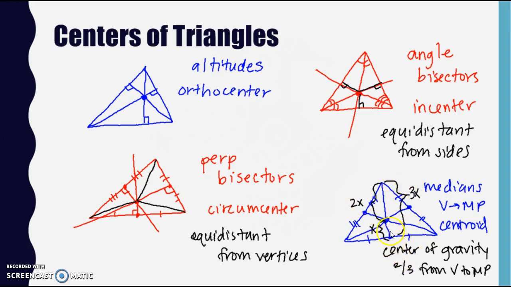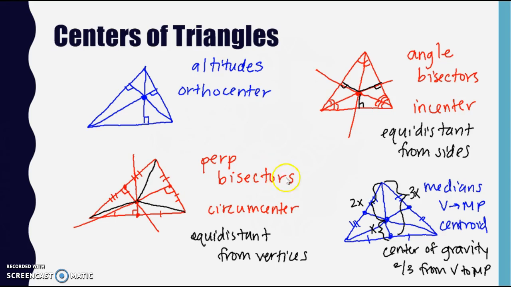So if I'm given the short, I can double it to get the long, triple it to get the whole thing. If I'm given the whole thing, I can divide it by 3 to get the short, and then double that to get the long. And then if I'm given the long, I can cut it in half to get the short, add it together to get the whole thing. So these are the 4 centers of our triangles.